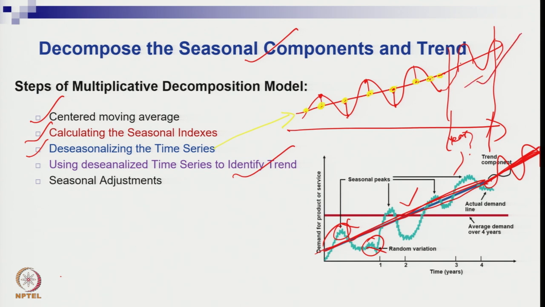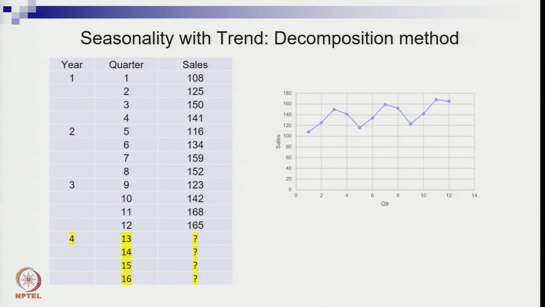This is the final forecast. So how this adjustment or deseasonalization, and again the trend line and the final adjustment, are done, let us illustrate that through an example of time series data. So here is one data set I have brought for the illustration purpose.